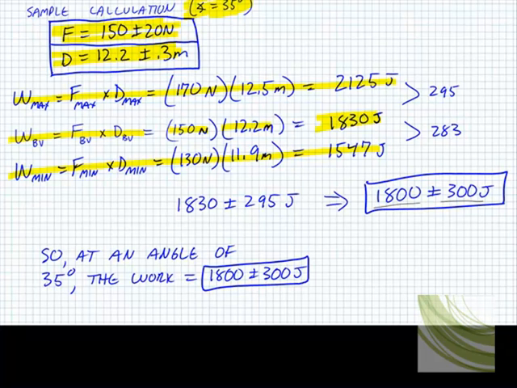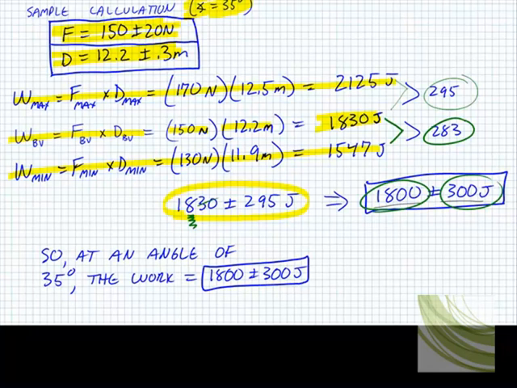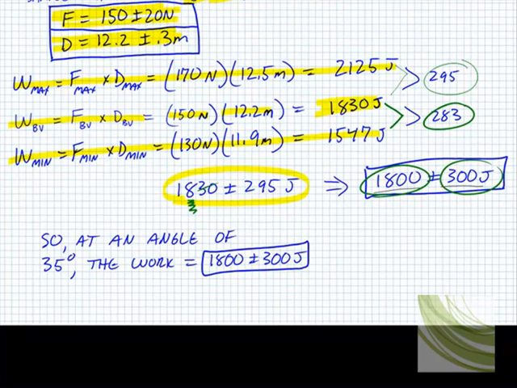We look at the spread between the max and the best value. We get 295. The spread between the best value and the minimum, we get 283. Here's our raw number. And if you look at that, we have some uncertainty cropping up here in the hundreds place. So we chop everything else off, leaves us with 1800 plus or minus 300 joules. So at an angle of 35 degrees, the work is 1800 plus or minus 300 joules.